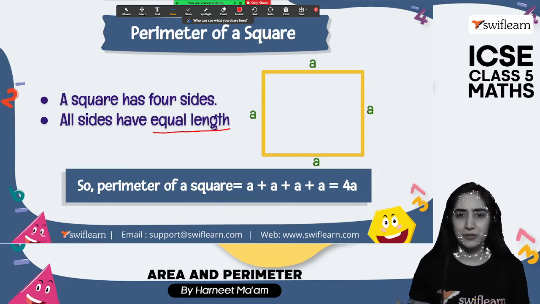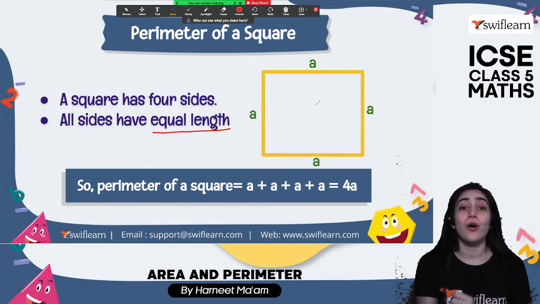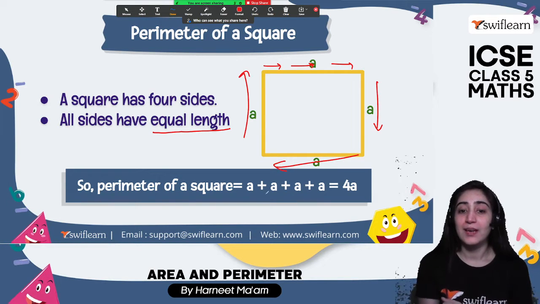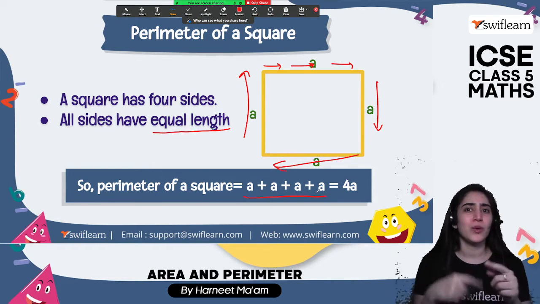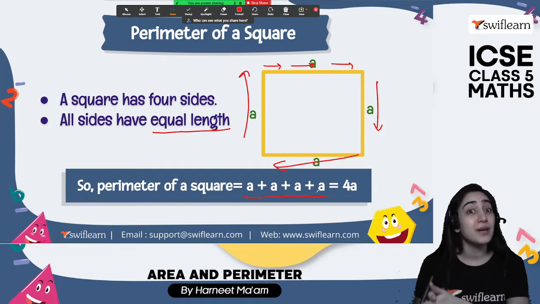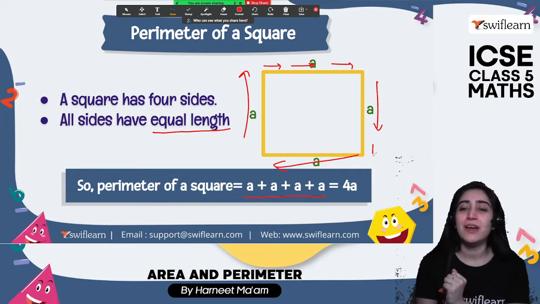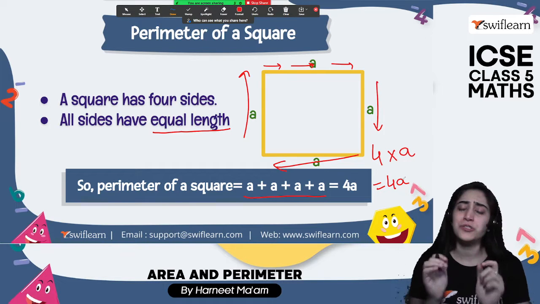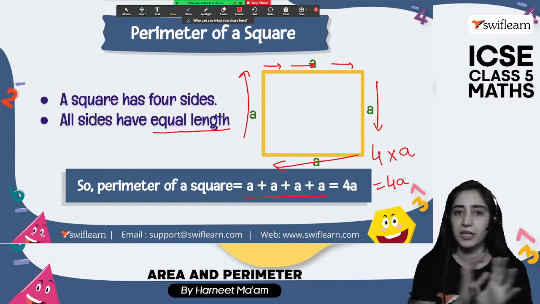Both of the figures have 4 sides, right? But in a square, all the sides are equal. So in that case, when I travel from here, it becomes A plus A plus A plus A. So I'm adding A 4 times. So when I repeatedly add a number, what does it become? It becomes multiplication, right? So that's why we say 4 times A, or we can directly write it as 4A. This also means 4 times A, even though the multiplication sign is not written.